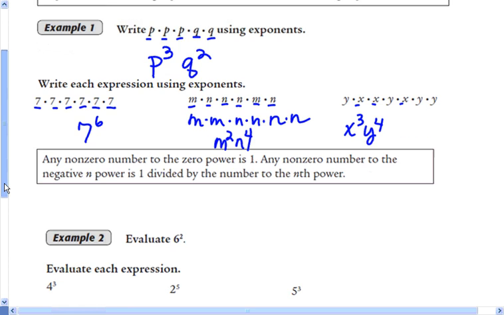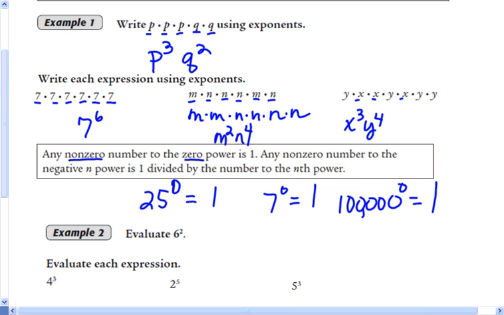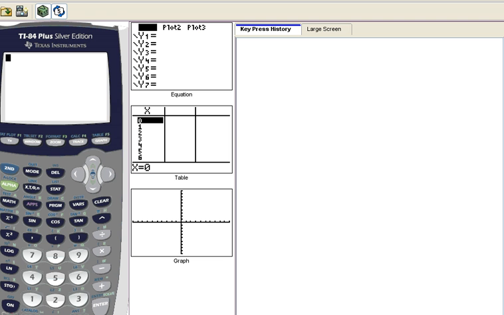Now, just a little note here, any non-zero number to the 0 power is 1. You can check that on your calculator, and I'll show you how to do that. But 25 to the 0 power is equal to 1. 7 to the 0 power is equal to 1. And amazingly, 100,000 to the 0 power is equal to 1. I think this is a good time to learn how to do exponents on our calculator, and also to show that your calculator thinks any number to the 0 power is 1.